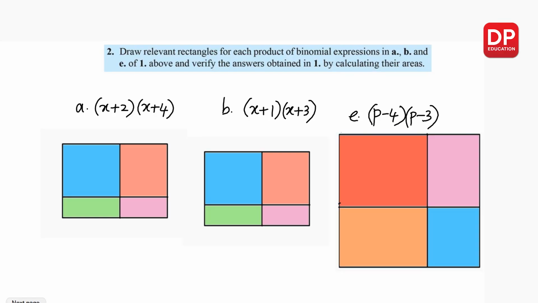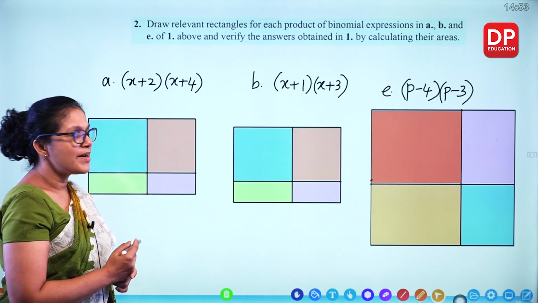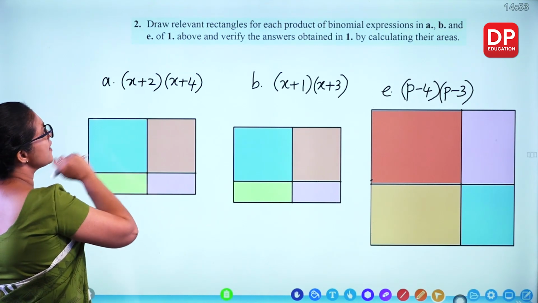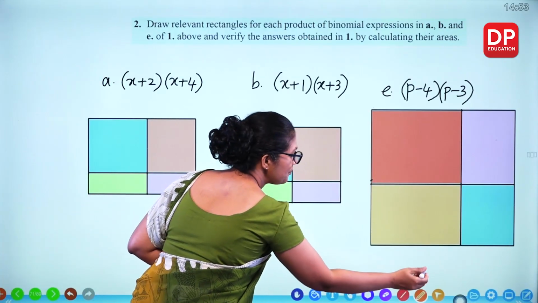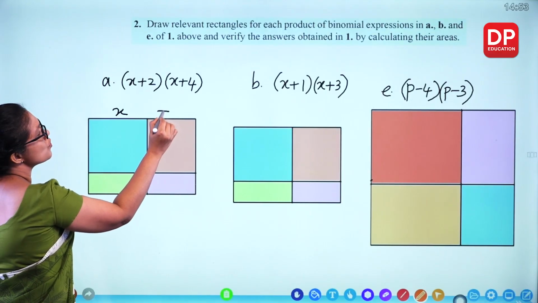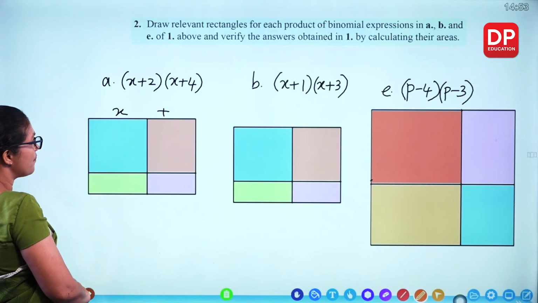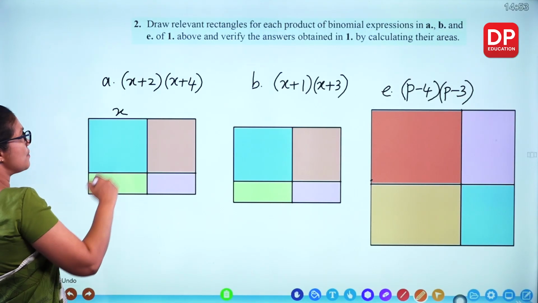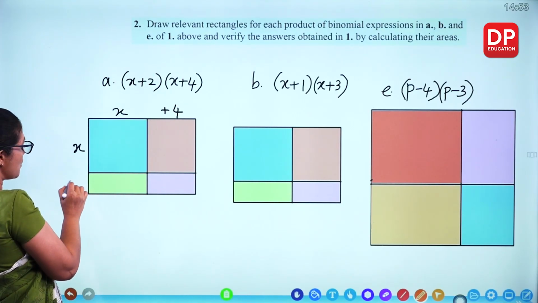Question number 2. Draw relevant rectangles for each product of binomial expressions in A, B and E above and verify the answers obtained in one by calculating their areas. So we'll do that. This is part A, x plus 2. So how can you write x plus 2? If you take x as this one, this is plus 2. And x plus 4, we'll take other way around. We'll take plus 4 is bigger than plus 2, so this is plus 4. And here x plus 2.